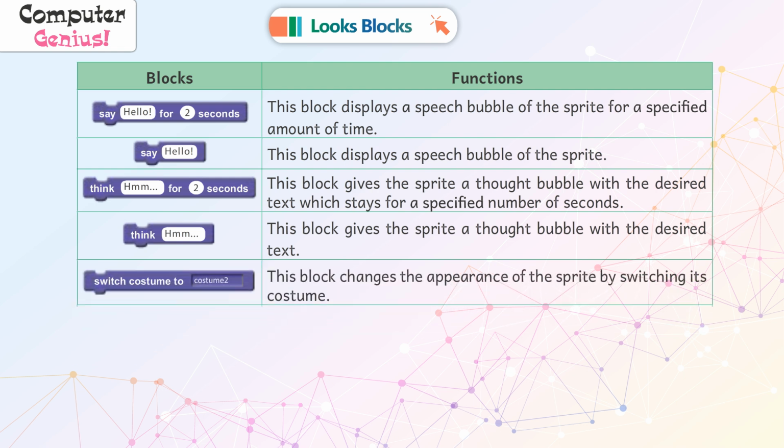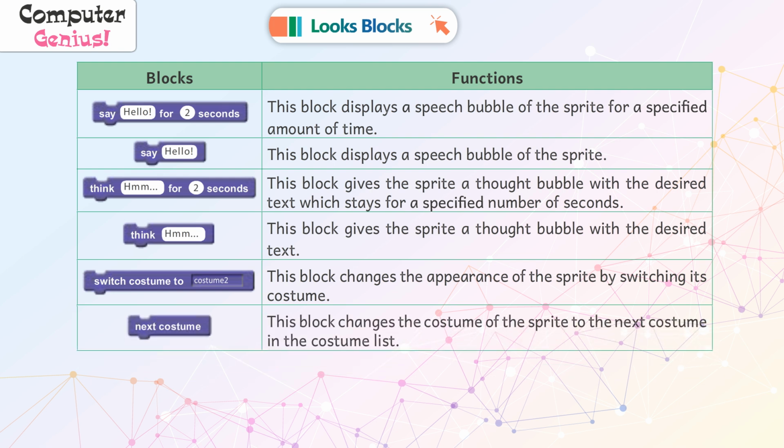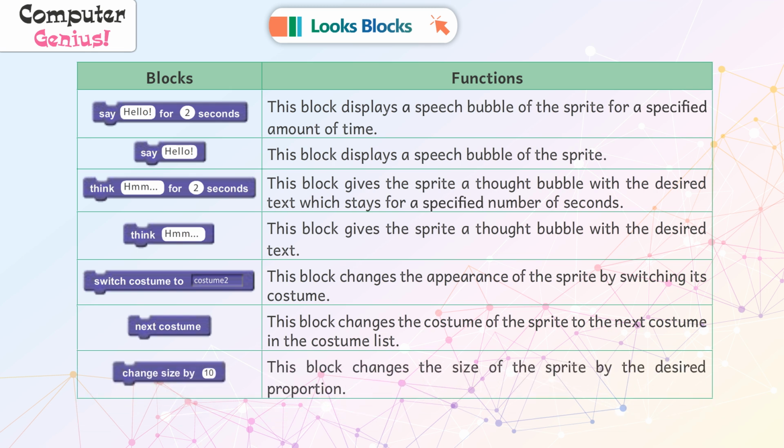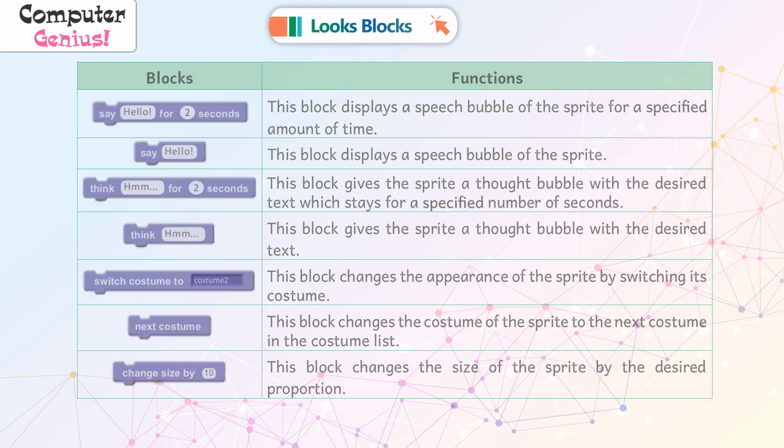Switch costume to. This block changes the appearance of the sprite by switching its costume. Next costume. This block changes the costume of the sprite to the next costume in the costume list. Change size by 10. This block changes the size of the sprite by the desired proportion.